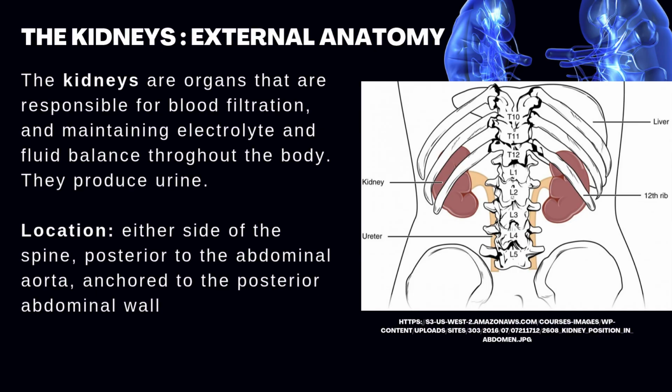in the bloodstream. Each kidney is located on either side of the spine, posterior to the abdominal aorta. They are located between the T12 through L3 vertebrae, and the upper regions of the kidneys receive additional protection from the 11th and 12th ribs.